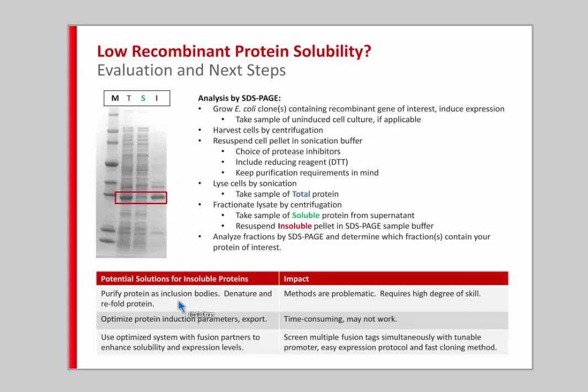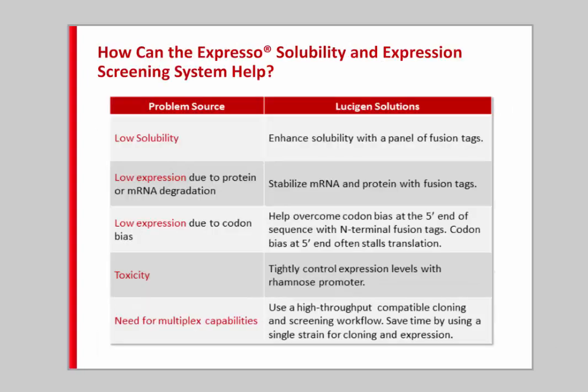So one option would be to purify the proteins as inclusion bodies. But the solubilization and refolding procedures are really plagued with problems, and it requires a very high degree of skill in order to get those to work, especially at scale. You can also try to optimize protein induction parameters, but that is very time consuming and it may not work. And another solution is to use an optimized system that can enhance expression and solubility with a panel of fusion partners. And that's the system that we're going to talk about next.